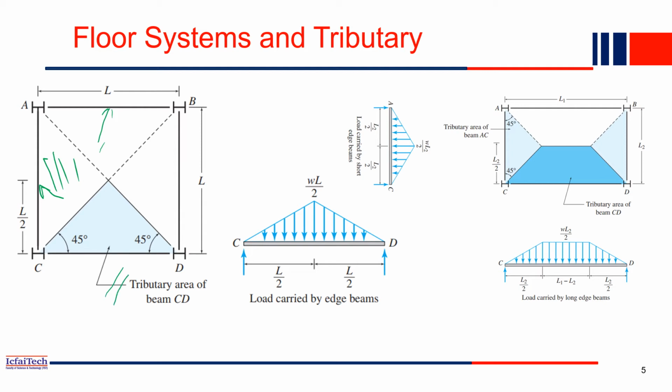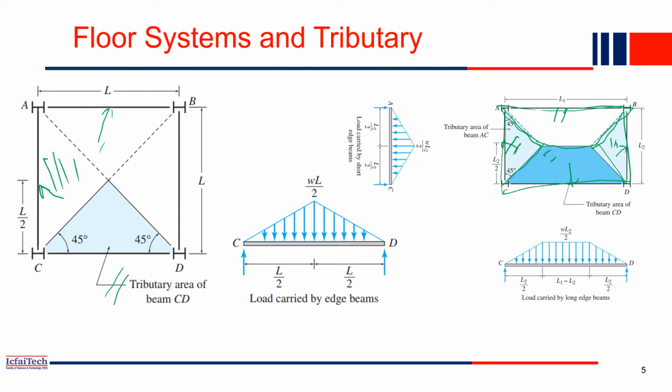Now if your slab is rectangular, then what will you do? Then we have to draw a 45-degree line from both sides, and this portion of the load will go to this beam. So this portion of the load will go to this beam. Then you have a trapezoidal shape here. So this portion of the load will go to this, and similarly this portion of load will go to this beam. So that's how the load is distributed from slab to beam.